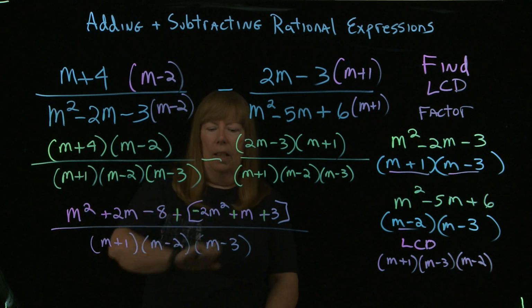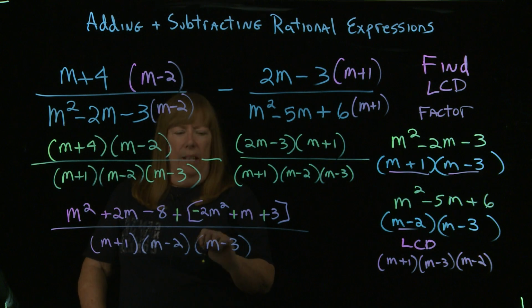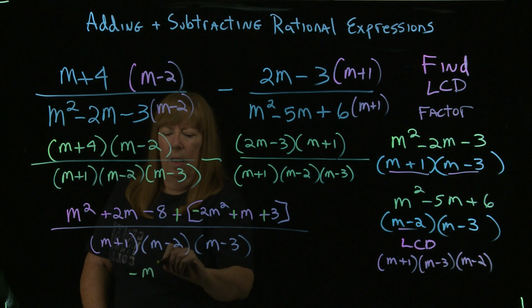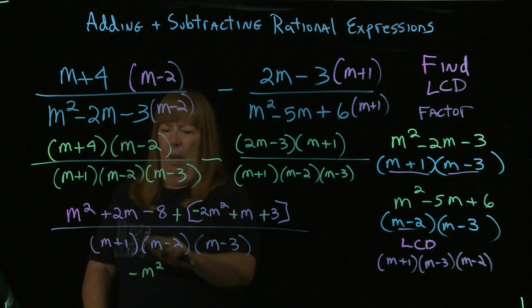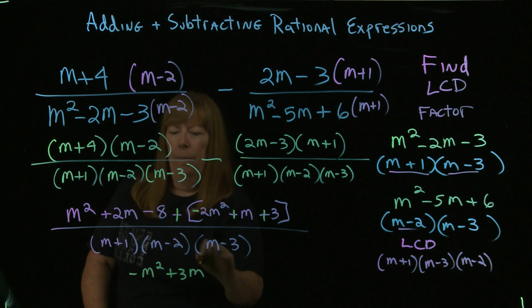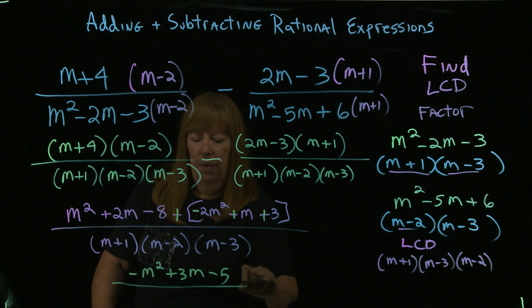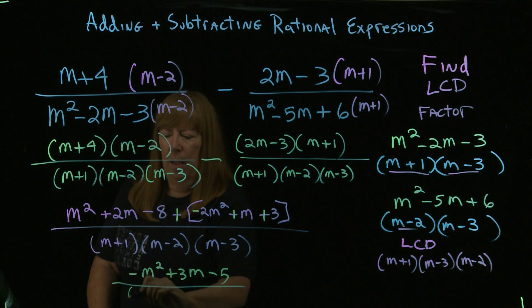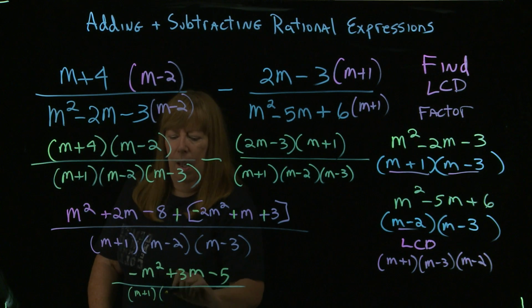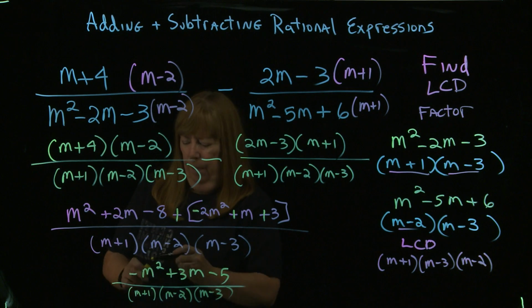Now we're just going to collect like terms on the top. M squared plus negative 2m squared is negative m squared. 2m plus m is 3m, and negative 8 plus 3 is negative 5. Put that over our common denominator of m plus 1 times m minus 2 times m minus 3.